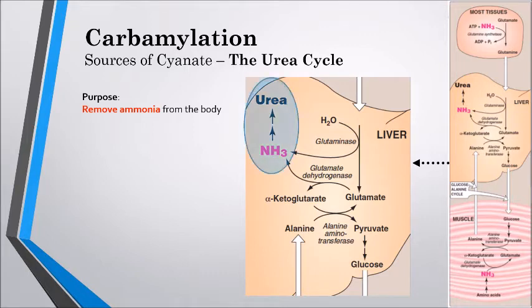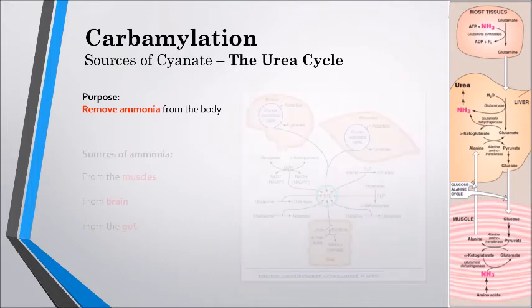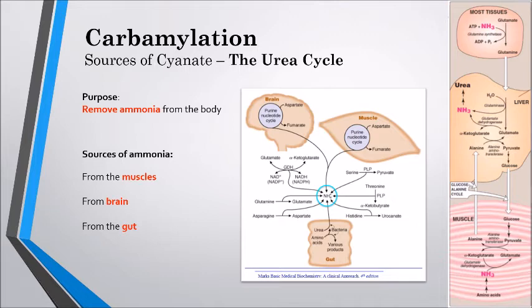Therefore, increased production of ammonia will result in an increased production of urea. Therefore, it is noteworthy to understand where ammonia is derived from. Other than from the muscles, ammonia can come from the brain and from the gut. The glutamine derived from the brain, muscle, and other tissues releases ammonia for urea synthesis. From this, we can draw a relationship. Whenever there are high levels of ammonia production in the body, there is higher urea production.